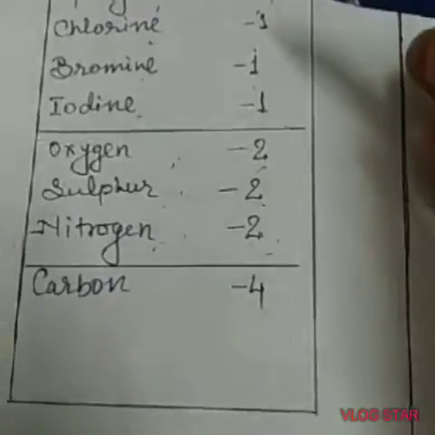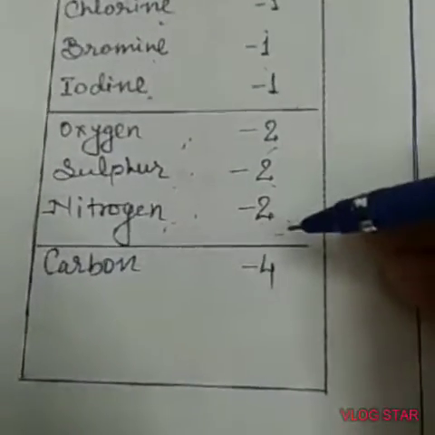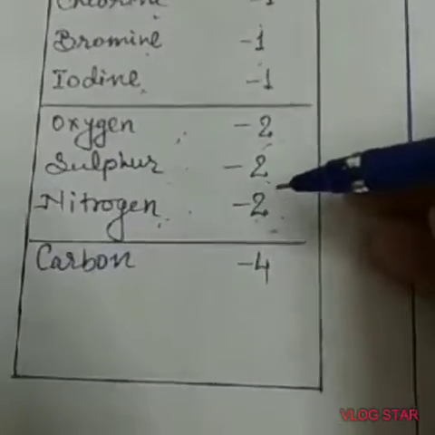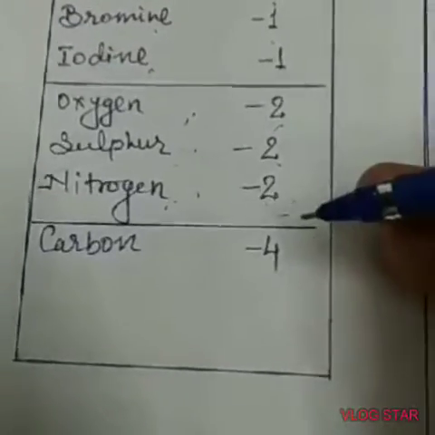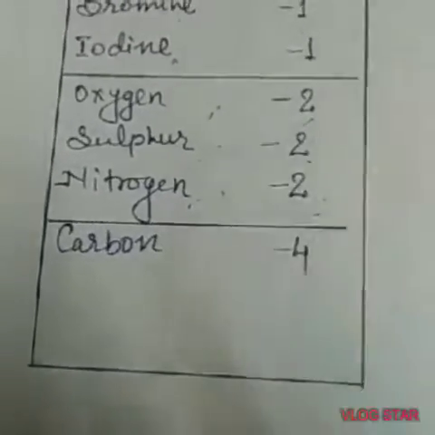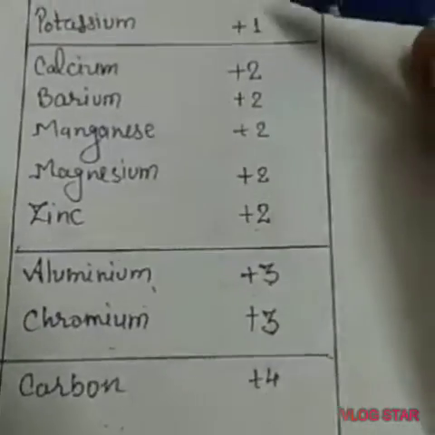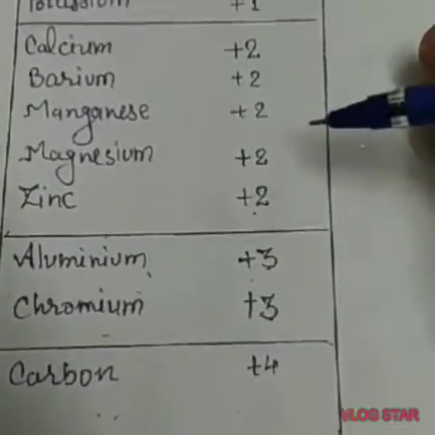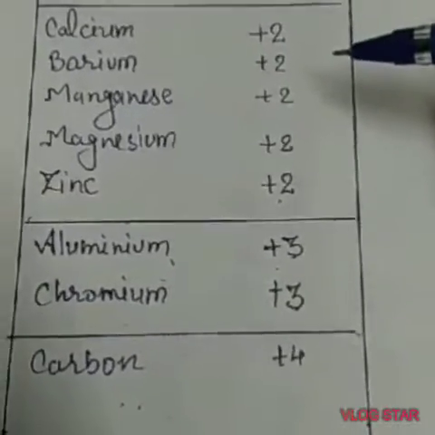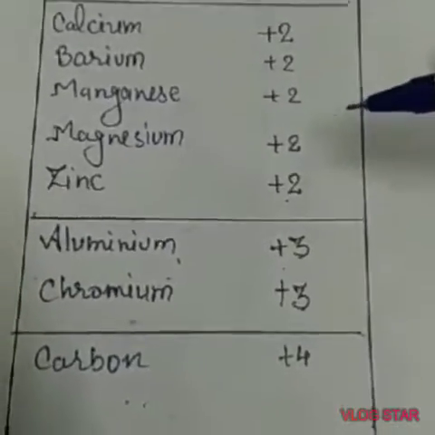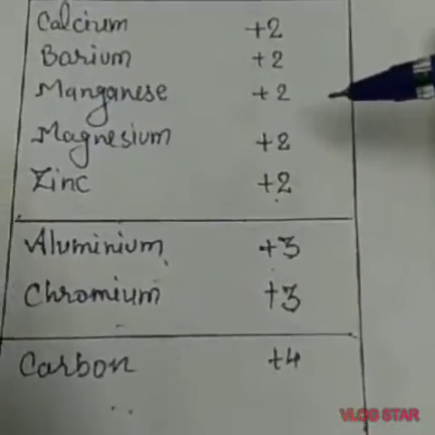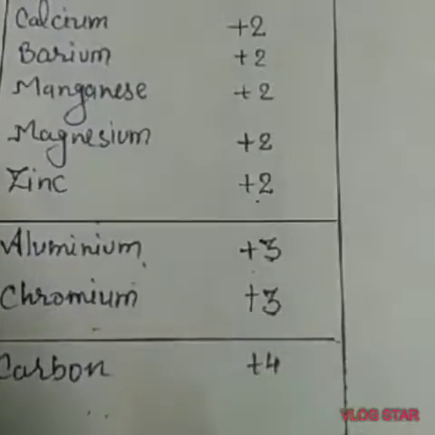Elements with negative valencies are non-metals, and these elements need electrons to complete their octet. And metals have positive valency. It means they have extra electrons in their outermost shell. So by donating these electrons, they can complete their octet. That's why they get positive charges. Got it?